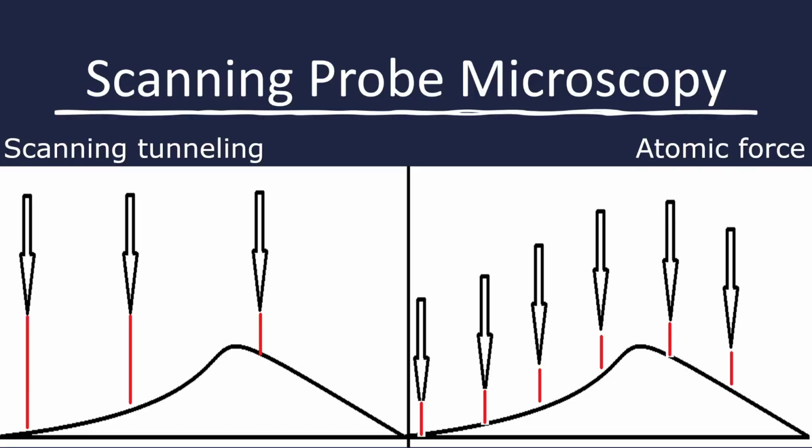Scanning probe microscopes drag a tiny tip across the surface. Scanning tunneling microscopy, or STM, essentially listens for electrons that jump between the sample and the sharp tip. Atomic force microscopy, or AFM, feels the surface like a record player.